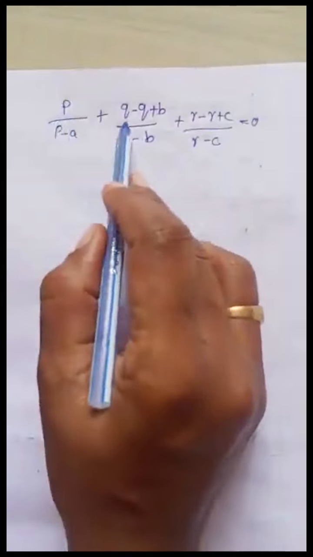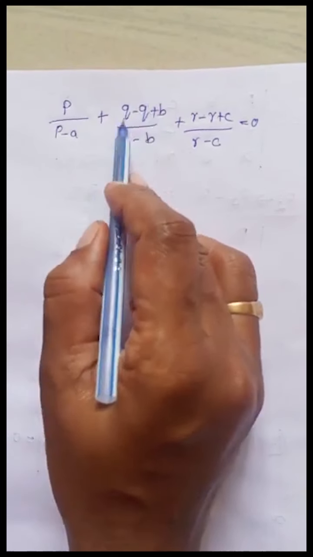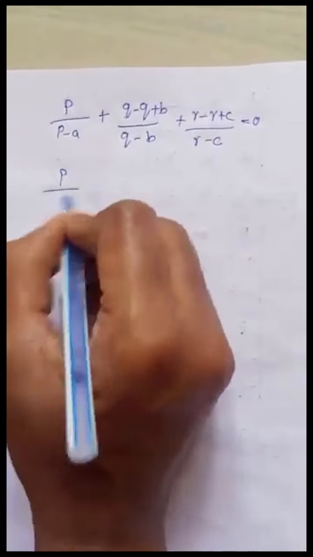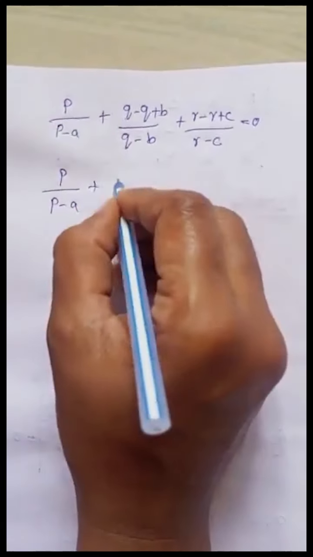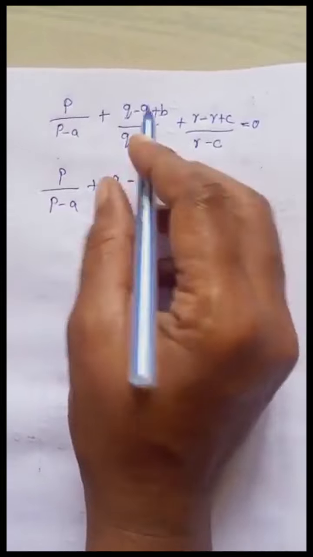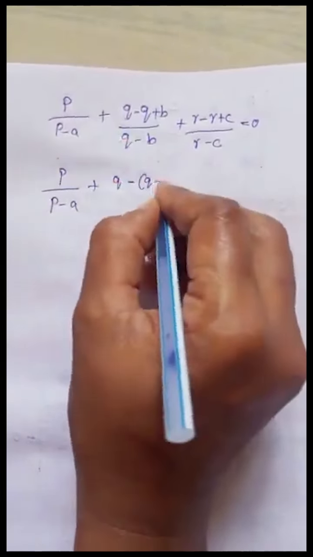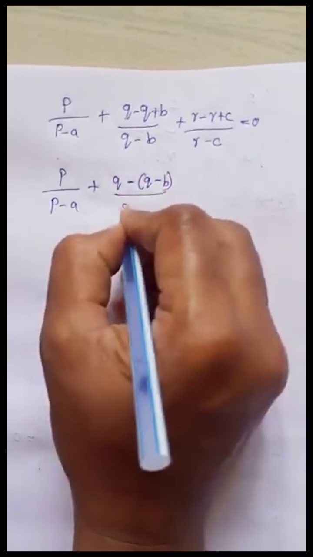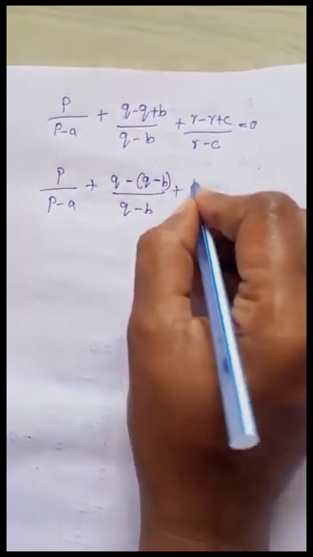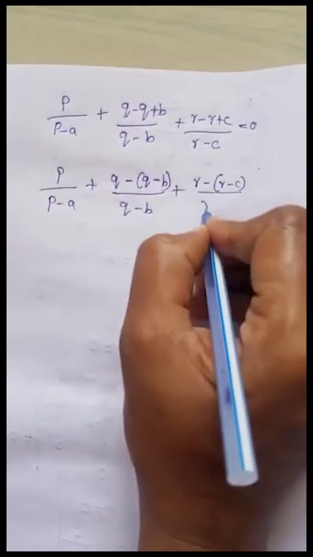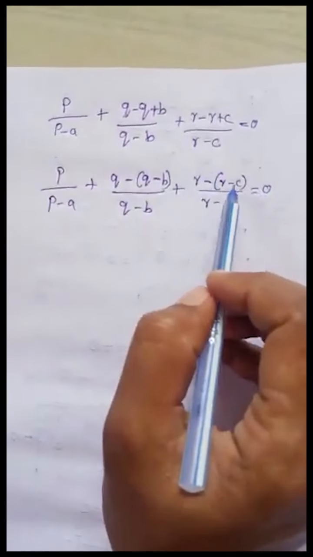See, P by P minus A, Q minus Q plus B. Value did not change, isn't it? The same way here R. Say this one modification I am going to do. This Q, take the minus out. So I may get Q, from this I have taken the minus out, minus B by Q minus B. Plus R, the same way take the minus out, then it will become R minus C by R minus C is equal to 0. See, minus R, minus into minus plus C. Value did not change, isn't it?